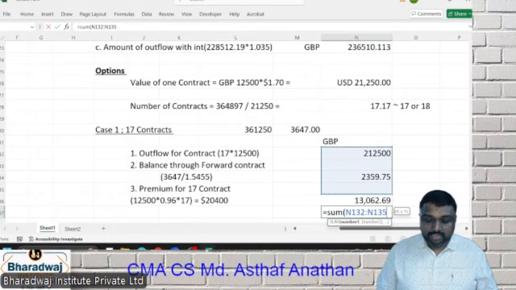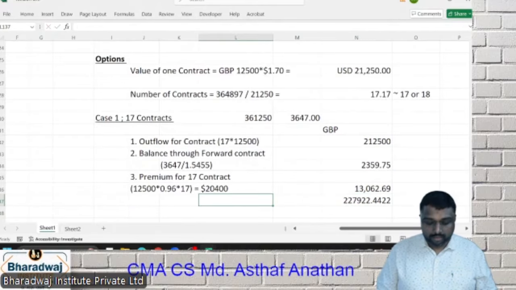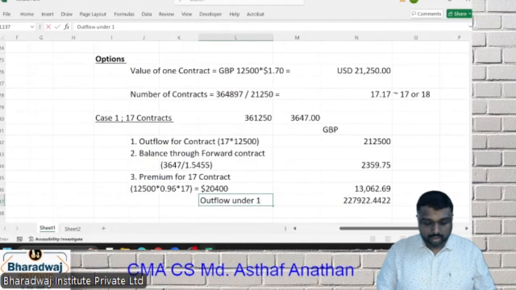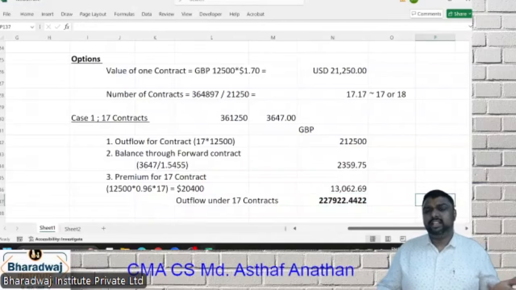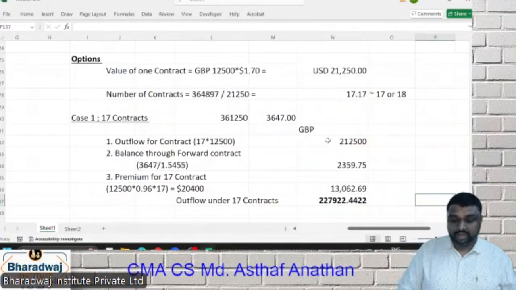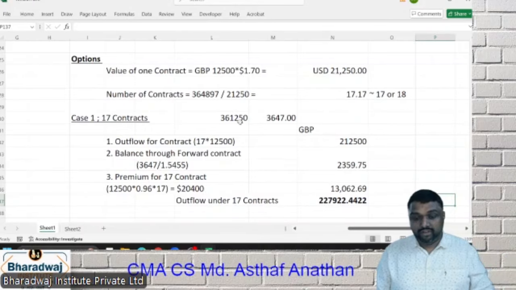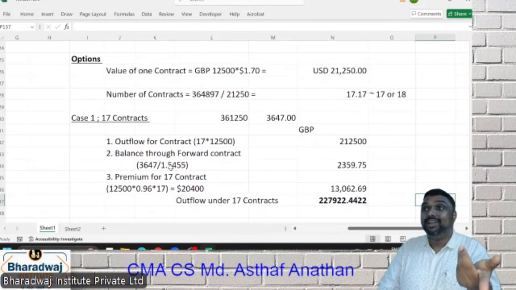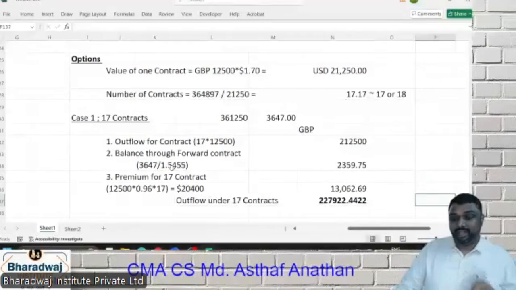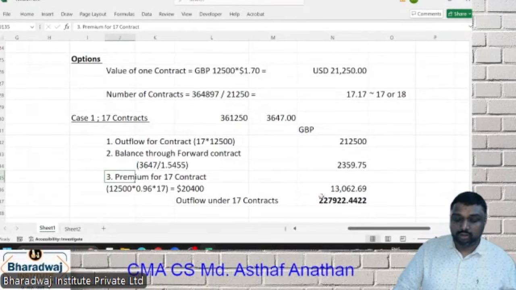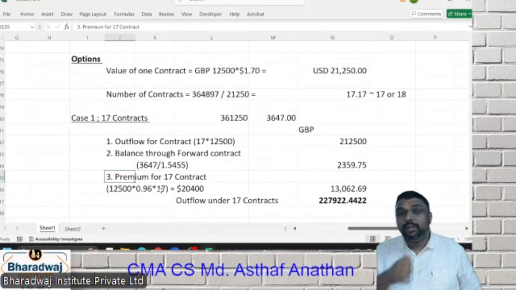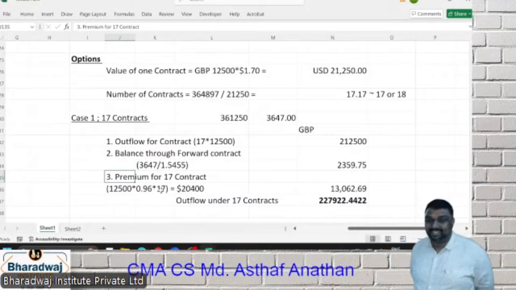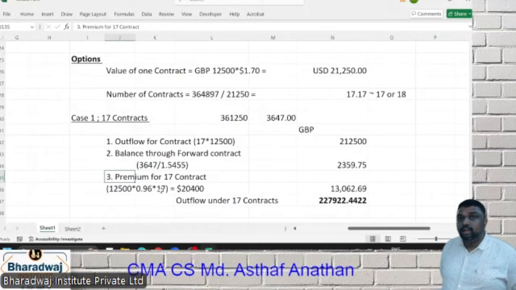Sir, what will be the change if it is an 18 contract? Obviously instead of 17, it will be 18. For the balance, you will have excess. So the difference money, you don't buy it, you want to sell it. So you don't take the 1.54 bid rate, you will take the ask rate. The premium, the same perspective, you have to do it, only instead of 17, it will be 18. You can pause the video and complete it for the 18 contract. Just try it, friends.